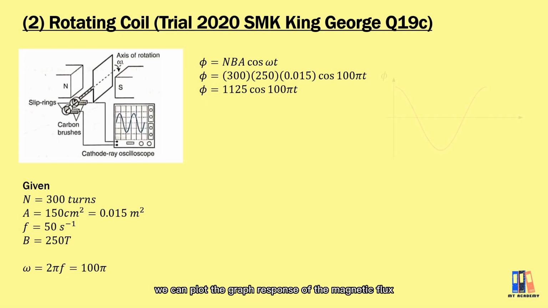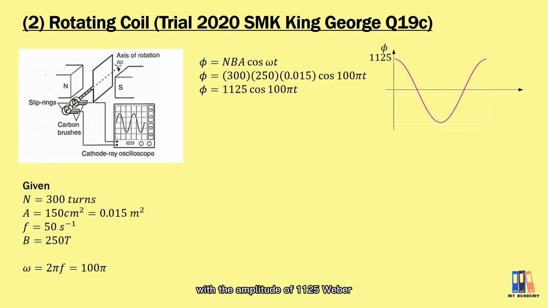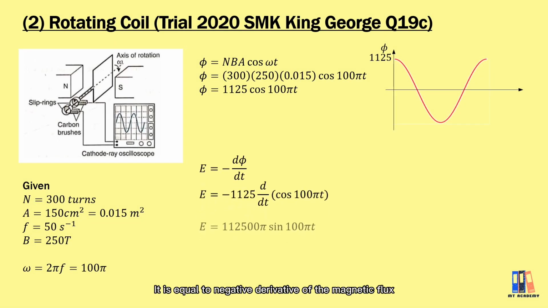With the equations, we can plot the graph response of the magnetic flux, which is a cosine graph with the amplitude of 1125 Weber. Next, we're going to derive the induced EMF by using Faraday's law. It is equal to the negative derivative of the magnetic flux.